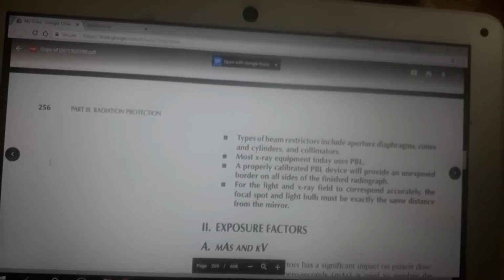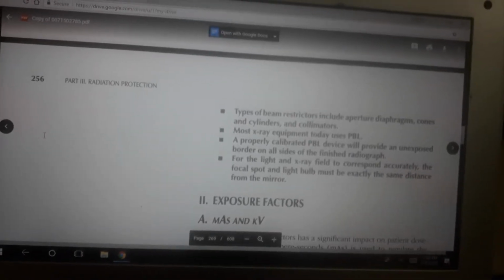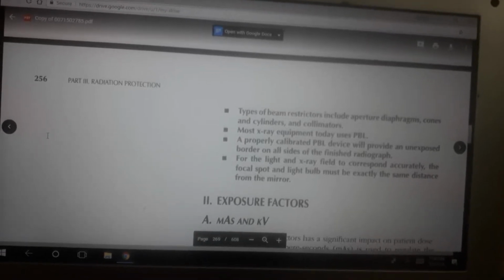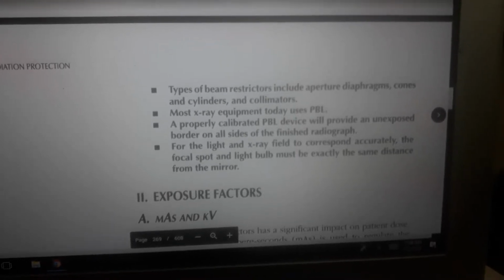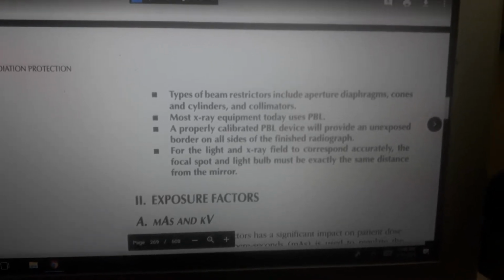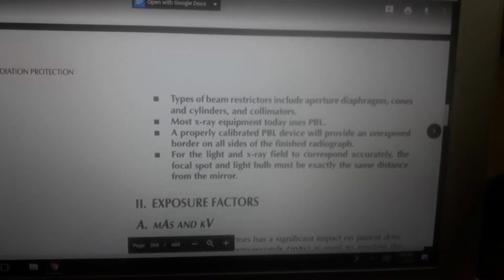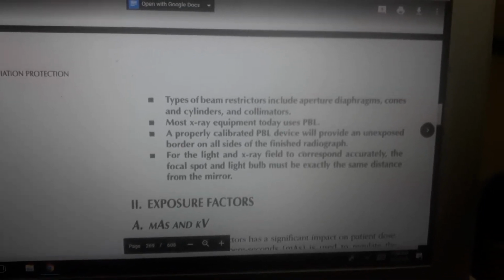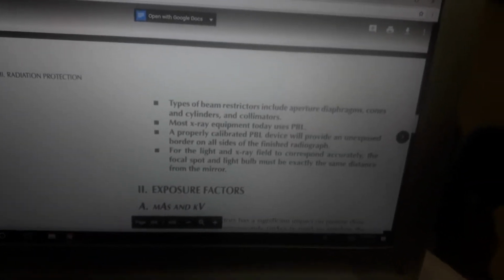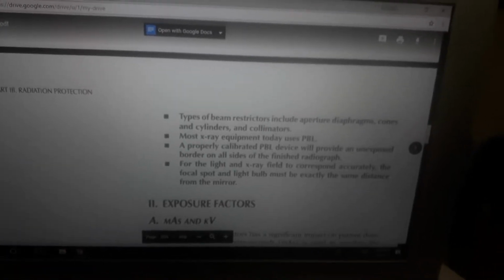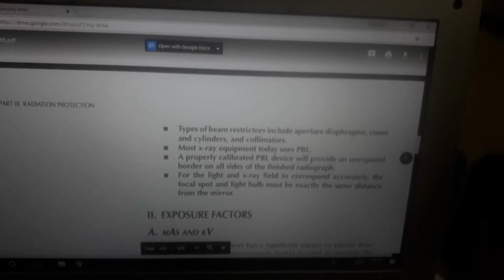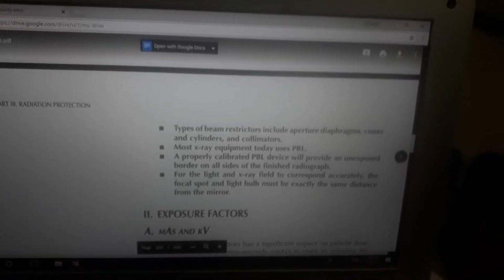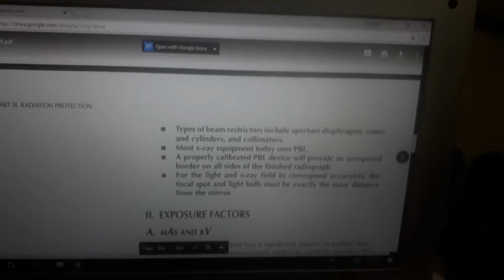Most X-ray equipment today uses PBL. A proper collimator PBL device will produce an unexposed border on all sides of the finished radiograph. For the light field and X-ray field to correspond accurately, the focal spot and the light bulb must be exactly the same distance from the mirror.